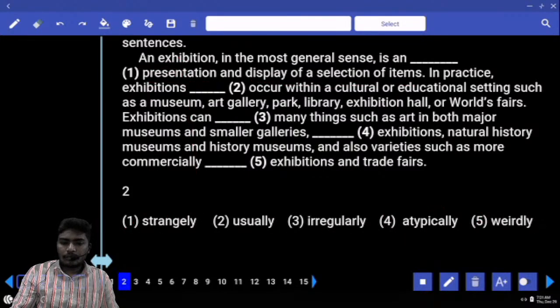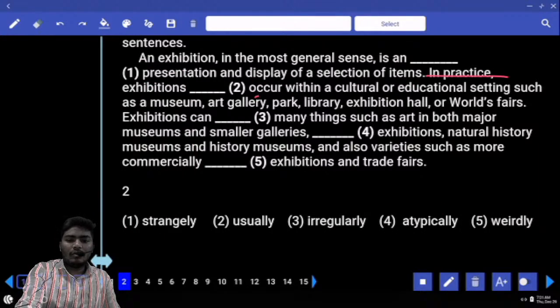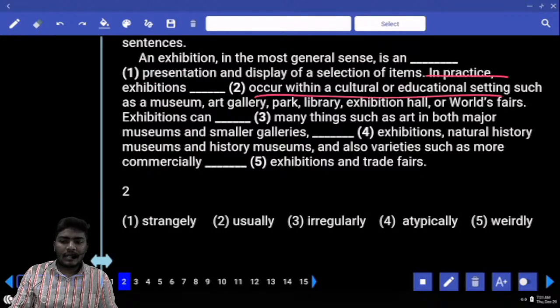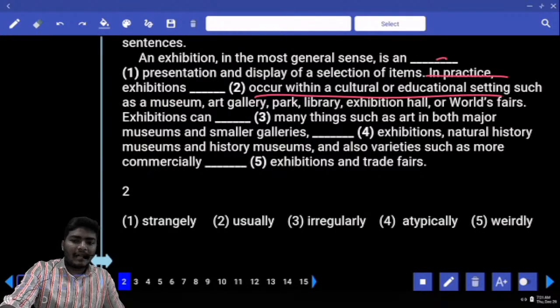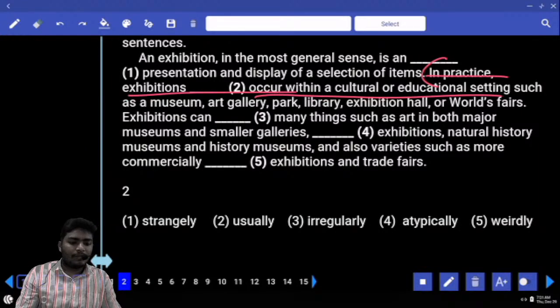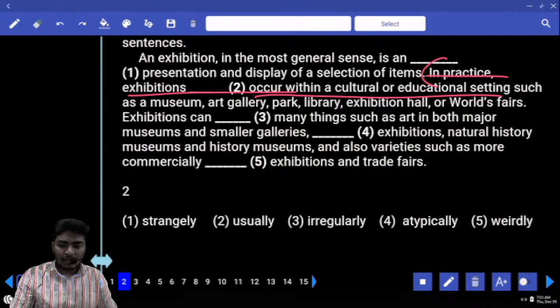Move to 2. In practice, exhibitions dash occur within a cultural or educational setting such as museum, art gallery, park, library, exhibition hall, or old space. So in practice, that means in general sense, in general practice, exhibitions dash occur. Strangely occur, usually occur, irregularly occur, atypically occur, weirdly occur. There is one odd one out.